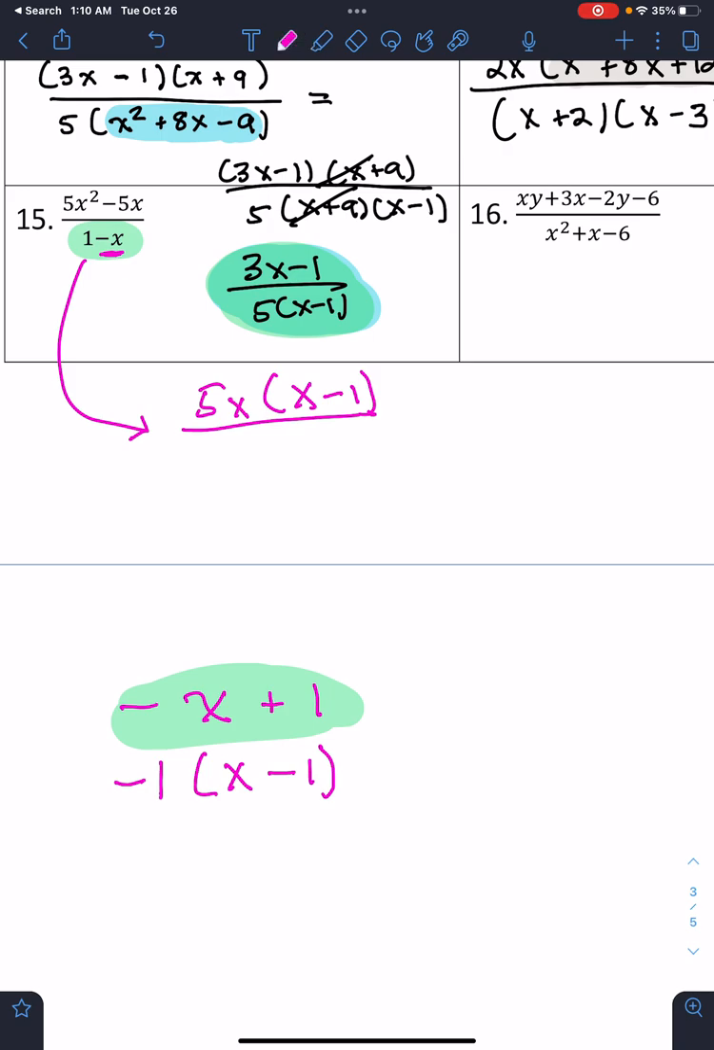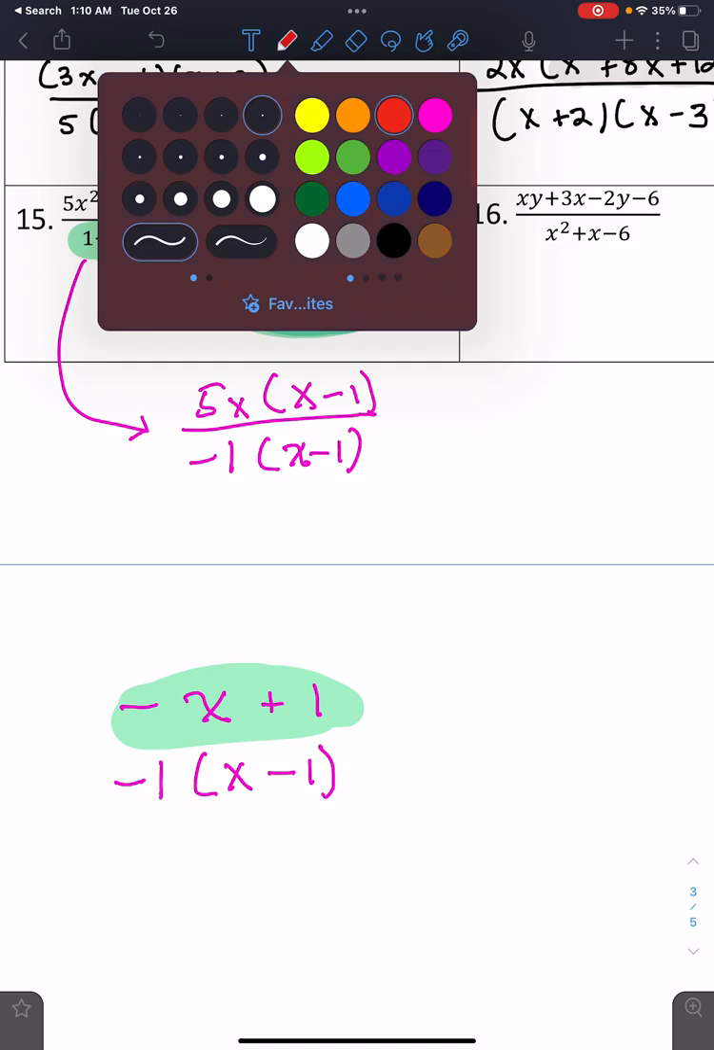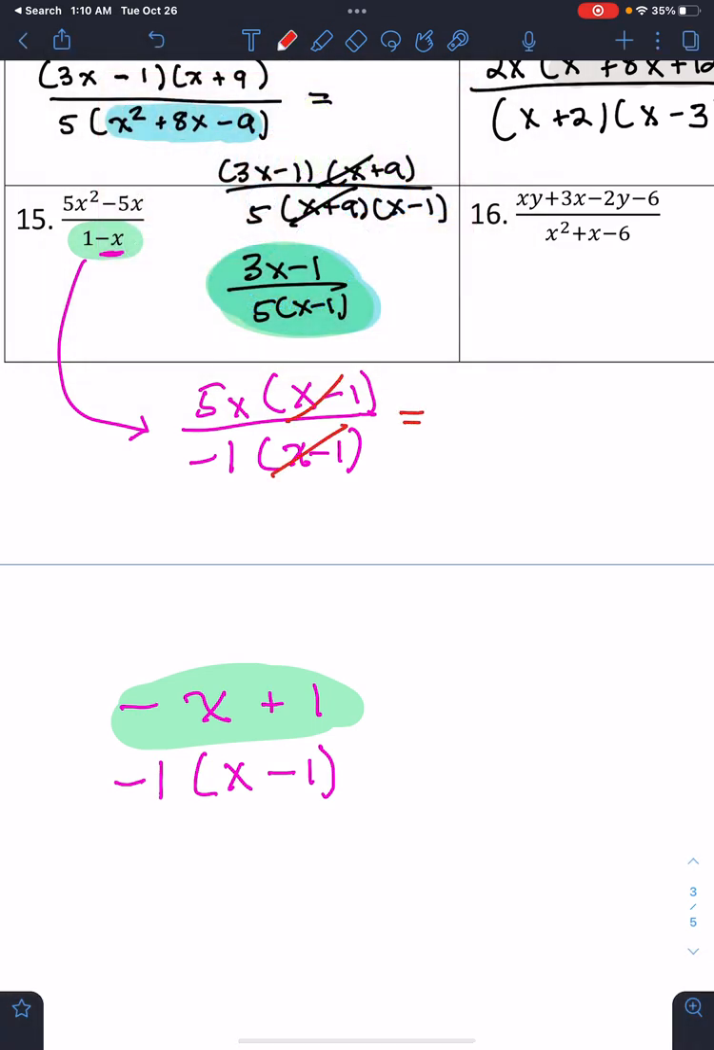And then I factored out the negative 1, because now what I can do is I can come here and put negative 1, parentheses, x minus 1, get the x minus 1's to cross out, and then 5x divided by negative 1 is just negative 5x, our final answer ends up being negative 5x.